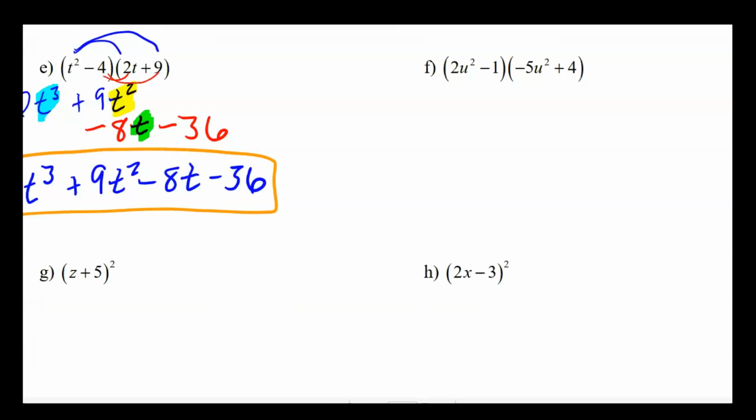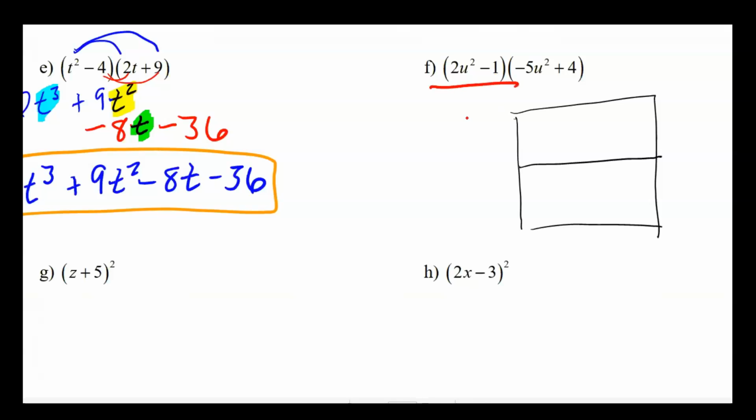Okay. F, happy little boxes. Draw my box. I see I need 2 down the side because there's 2 terms here: 2u squared minus 1. 2 across the top, because I have 2 terms here, negative 5u squared plus 4.